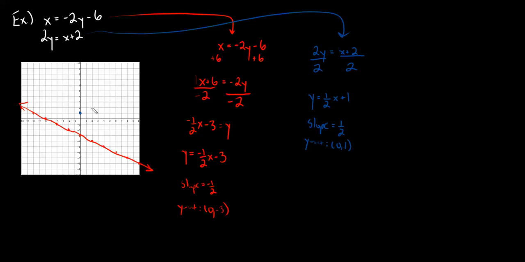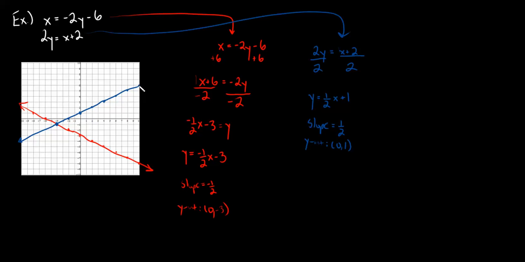Y-intercept is (0, 1), up 1, right 2, up 1, right 2, up 1, right 2, and so on and so on and so on. And then I want to go backwards as well. Down 1, left 2, down 1, left 2. And I'm actually going to stop right here because that is what we're looking for. Okay, that is what we're looking for.